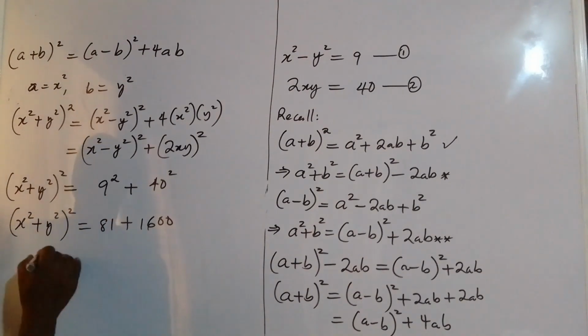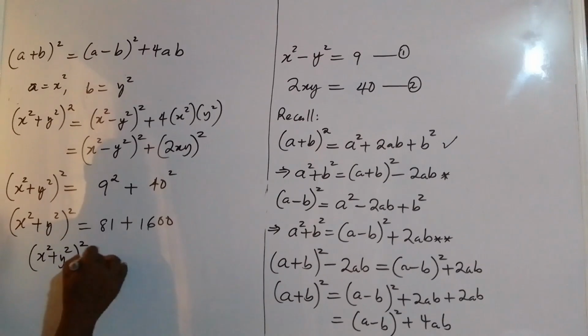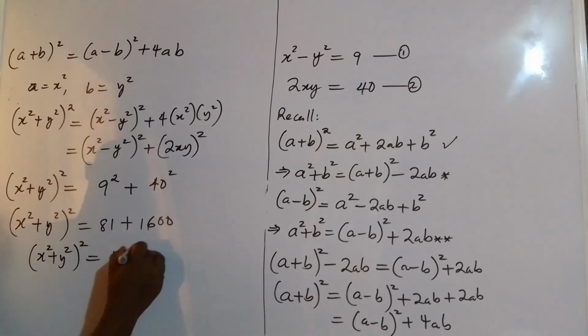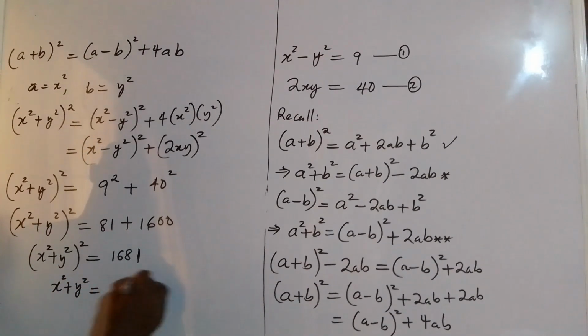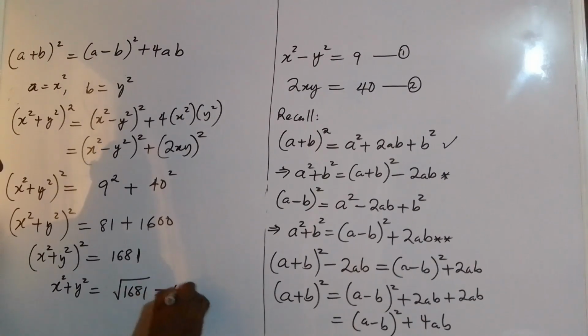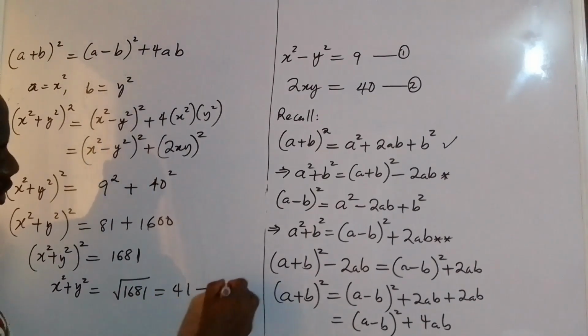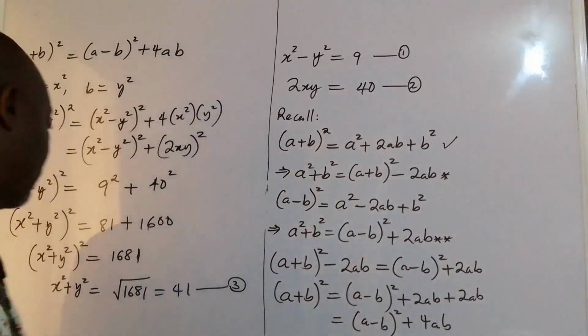All right. So from there, (x squared plus y squared) all squared will be equal to 1,681. So taking the square root, x squared plus y squared will be equal to the square root of 1,681. Because of the way the question is, we are just going to take the positive value, which will give us 41. So let's call that equation 3.